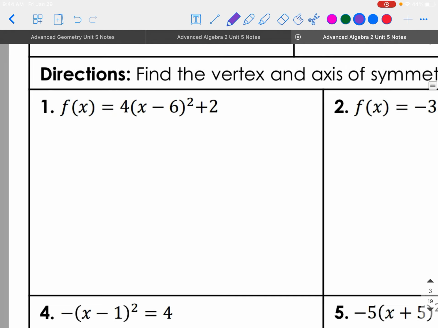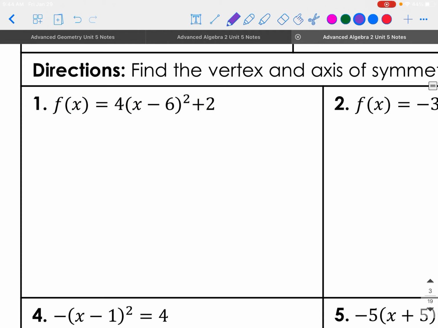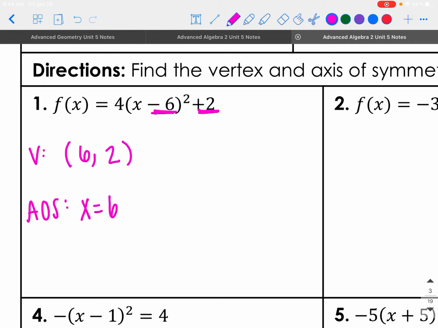So let's do some examples. All right, so the vertex would be, we take the opposite of that, so positive 6, and then that number 2. So the axis of symmetry, x equals 6. You can't just put 6, you have to put x equals 6.